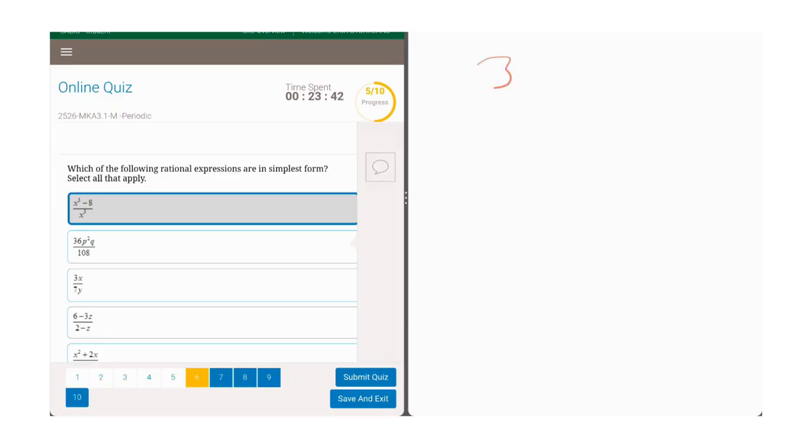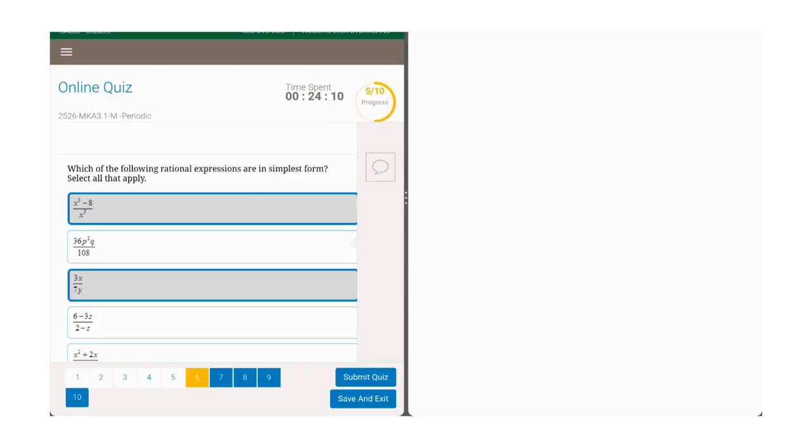Next expression is 3x over 7y. We check, can we simplify with the variables? X is different from y. We cannot simplify the variables. Now I check the constants. 3 and 7. Can we simplify? No. So that means this expression is in simplest form. We cannot change anything from it.